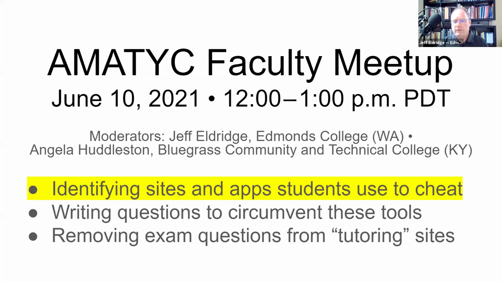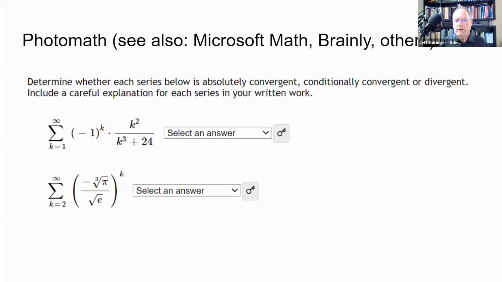Okay, so there's kind of 3 general categories, I think, of these sites. One, the most famous of which perhaps is Photomath. It's an app that you download to your phone, but there's some other ones like Microsoft Math and Brainly that do some similar things. You can basically take a picture of a math problem and then it will solve that problem showing all the steps.